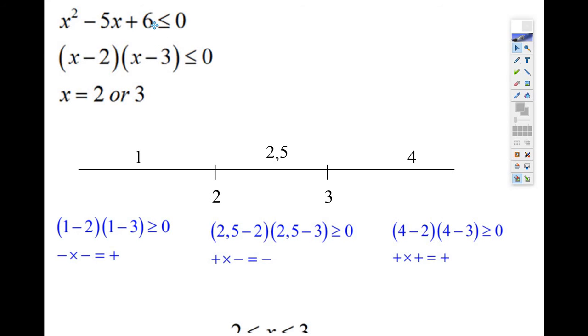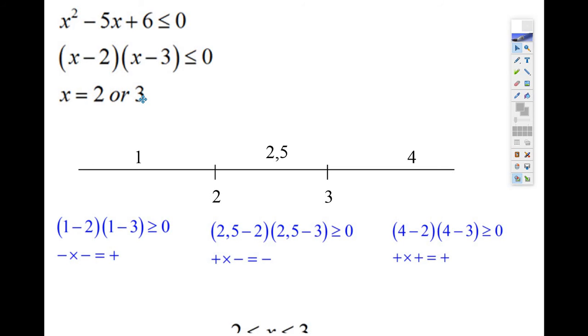If it was just equal, what we would do is factor: x minus 2 times x minus 3. That gives us x squared minus 5x plus 6. And we have two numbers that make it equal to 0: 2 minus 2 is 0, and 3 minus 3 is 0. So those are two solutions.